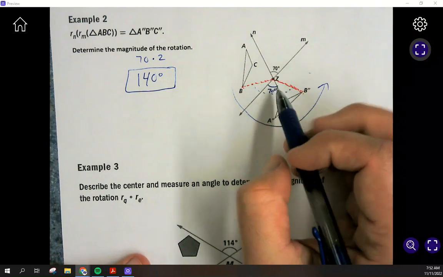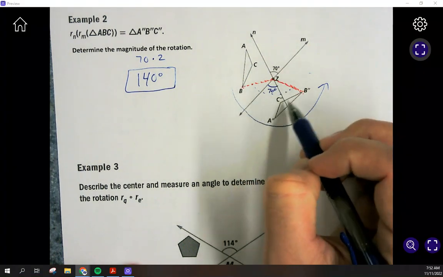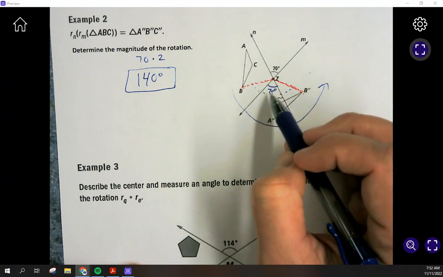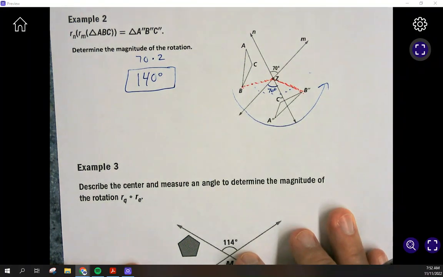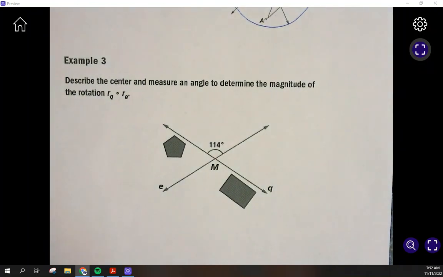So it actually is pretty simple. You just take a look at what was the angle on the inside of these two lines that I flipped this over, and you just double it. That's it. All right, so for example 3, I want to talk about how direction does matter here, though. So there's no difficult math.